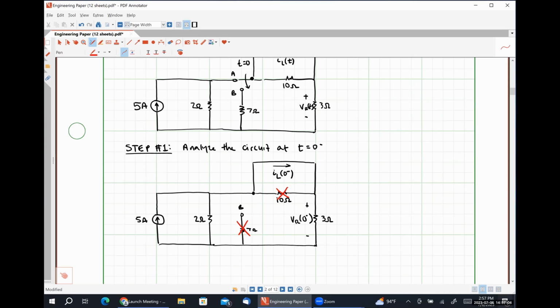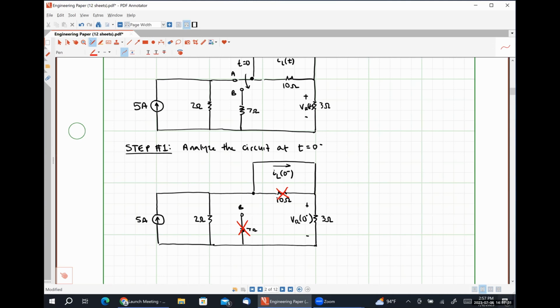So it looks to me like all of my inductor current is going to flow through my 3 ohm resistor, meaning that if I can find the voltage drop across my 3 ohm resistor, I can figure out what that inductor current is, or if I can figure out what that inductor current is, I can use Ohm's law to figure out what the voltage drop across that resistor is, right? So that's the situation that I have.